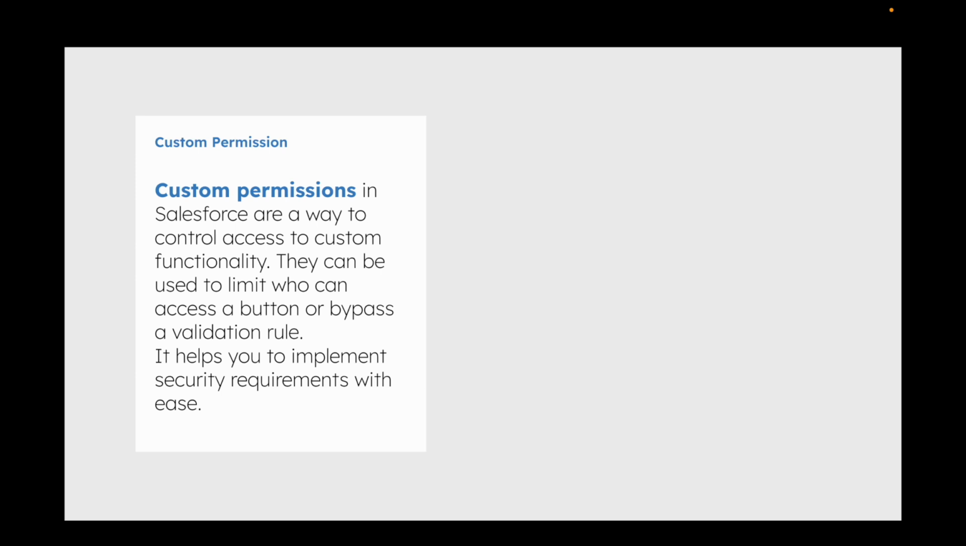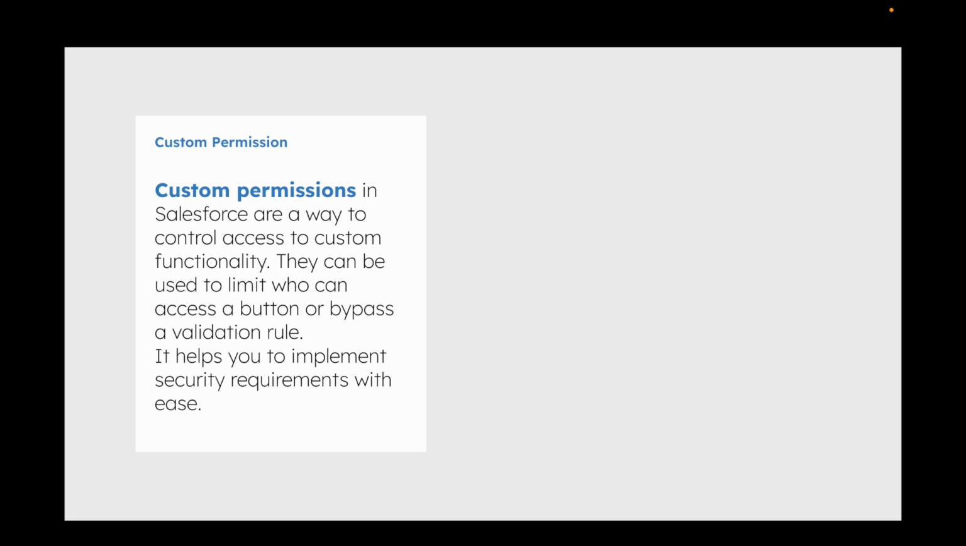So whatever custom functionality we are going to build, if we want to provide access to it, or if we want to control our access over it, we can use custom permission. It can be used to limit who can access a button or who can bypass a validation rule, so it will help us to implement security requirements with ease.